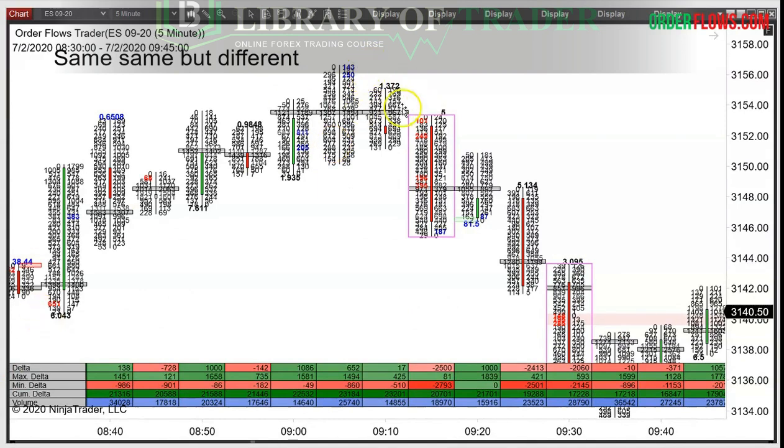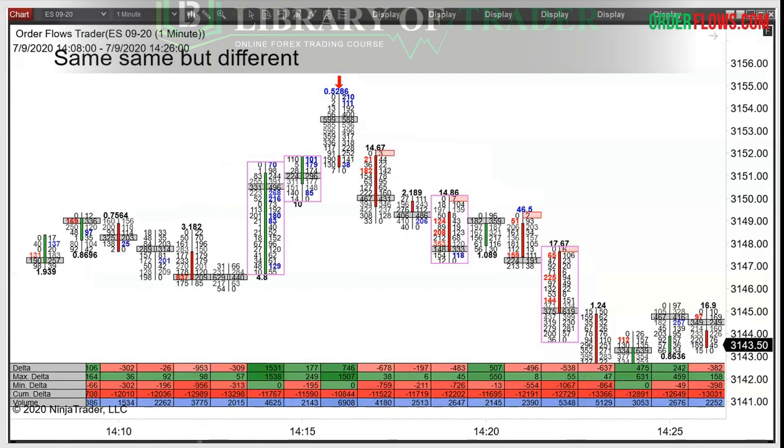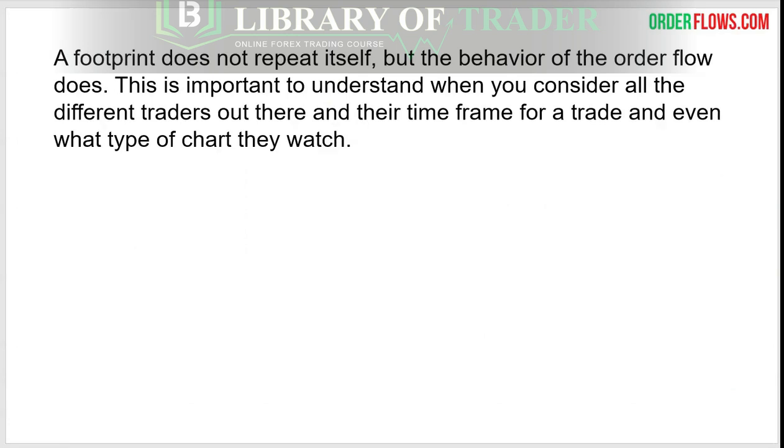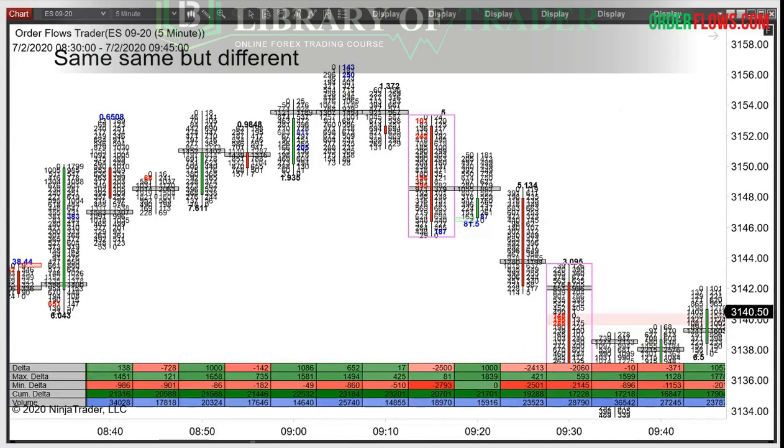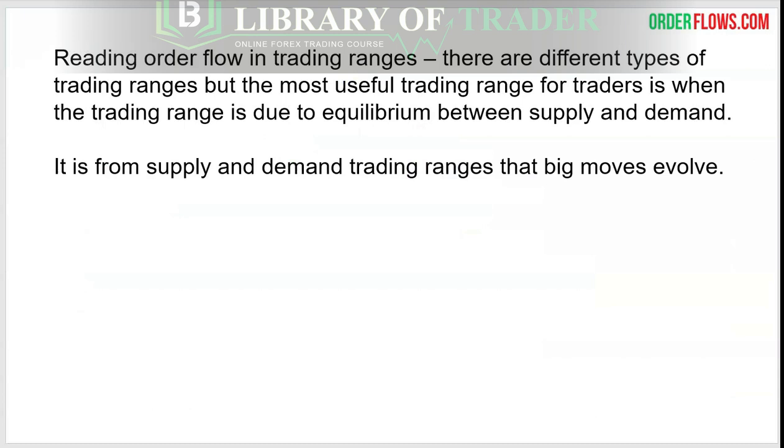You got those imbalances up there, market rejects, comes off. Down here, on the previous chart, the market rallies up, you got the buying imbalances, market comes off. So, same, but different. Now, a footprint chart does not repeat itself, but the behavior of the order flow does. This is important to understand when you consider all the different traders out there and their time frame for a trade, and even what type of chart they watch. It's a 1 minute chart, it's a 5 minute chart. Similar, but slightly different.